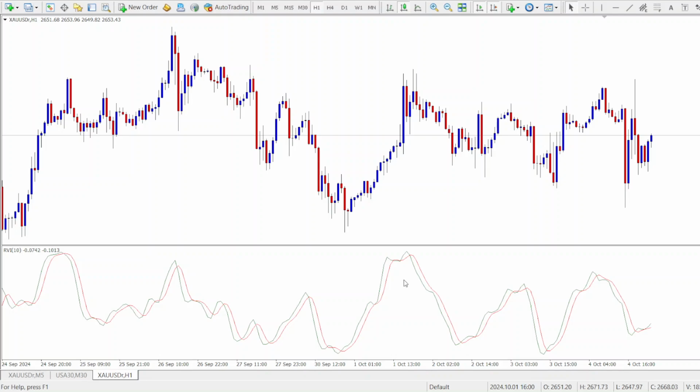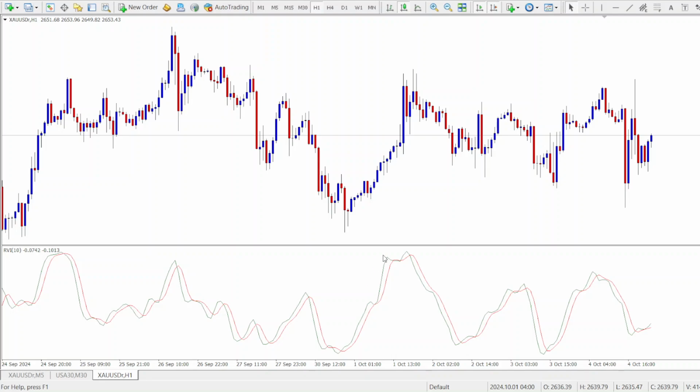Now, whenever the RVI is above the zero level, it usually signifies a bullish momentum. However, when the RVI is below the zero level, it signifies a bearish momentum. Now, how do you interpret the RVI signals? The RVI can be used to confirm trends and help you to identify potential buy and sell signals. It's commonly used alongside the signal line.